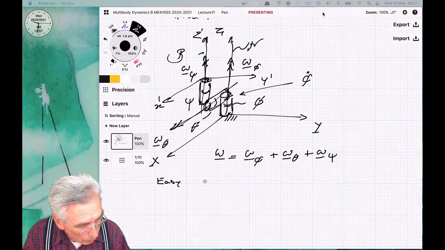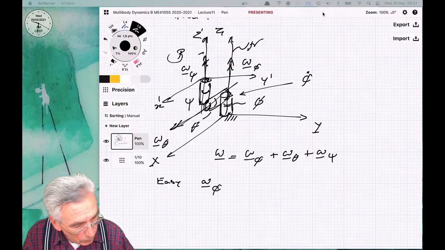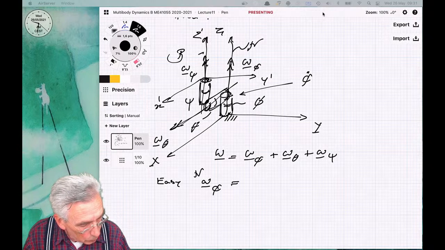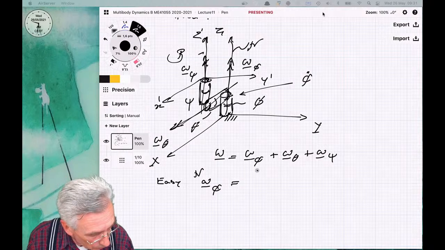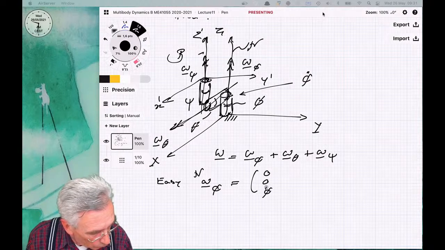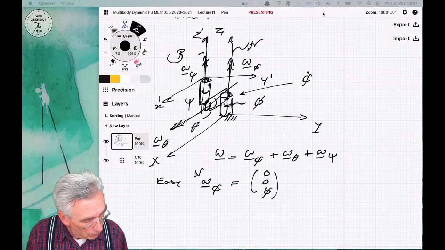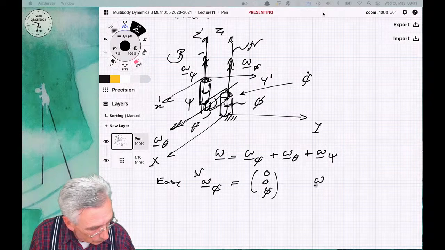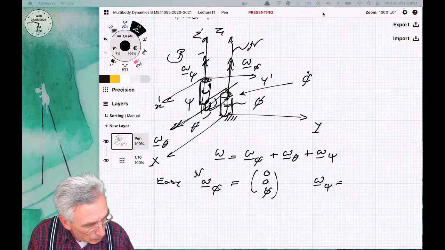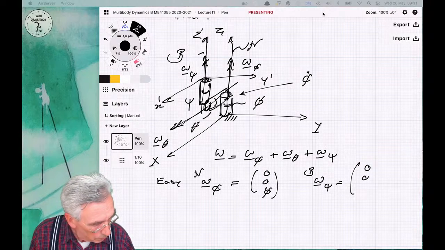Easy is omega phi in the inertial frame, right? That's easy to say, because then it's about the z-axis. So then we get 0, 0, phi dot, right? Another one which is very easy is the last one, which is this omega psi, because that is easily expressed in the body fixed coordinate system, and that is 0, 0, psi dot.